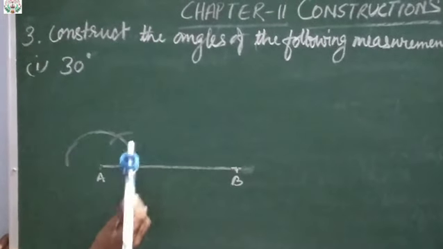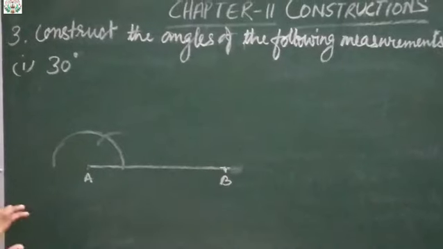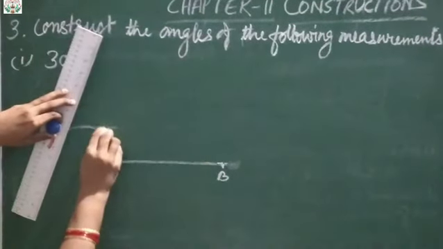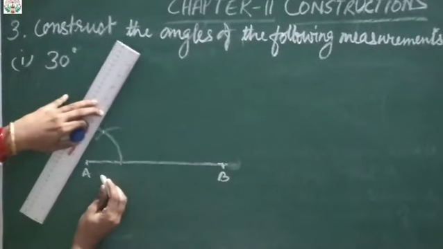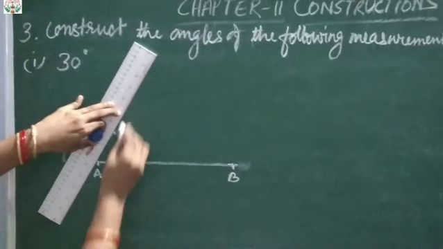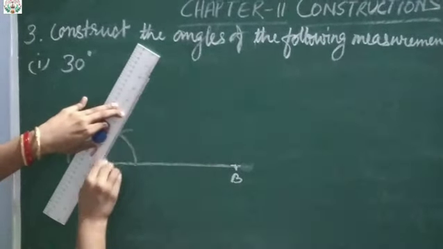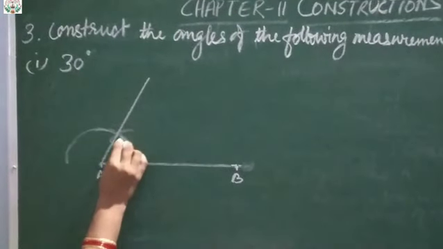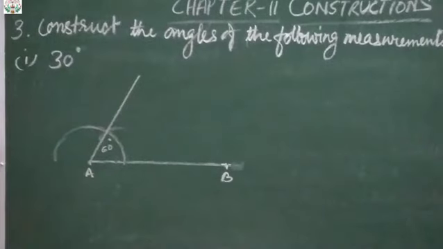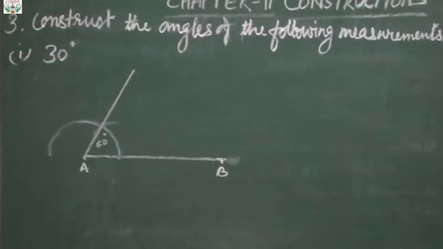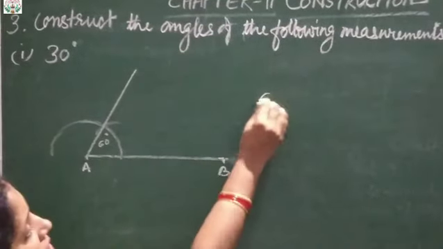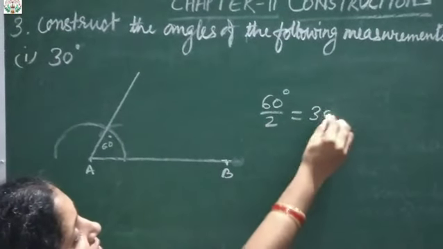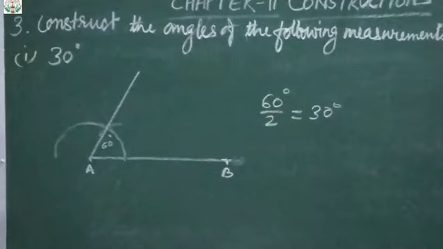Clear? So now what is this particular angle? 60. Keep at this point and this point, join it. This is 60 degrees. So half of 60 will be what? 60 divided by 2, half will be how much? 30 degrees. And that is the question.